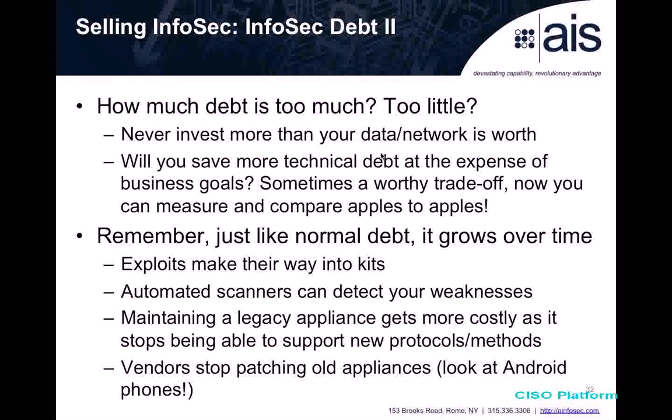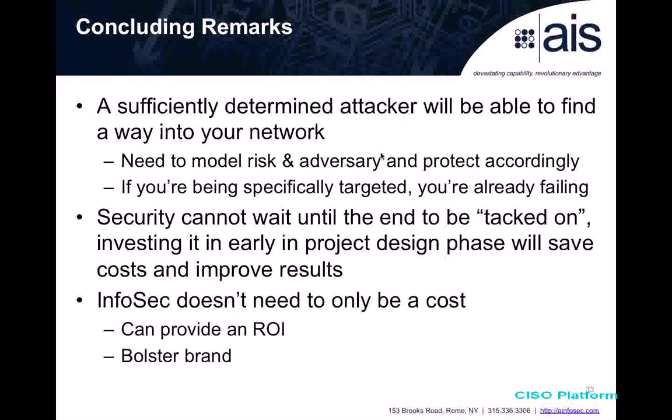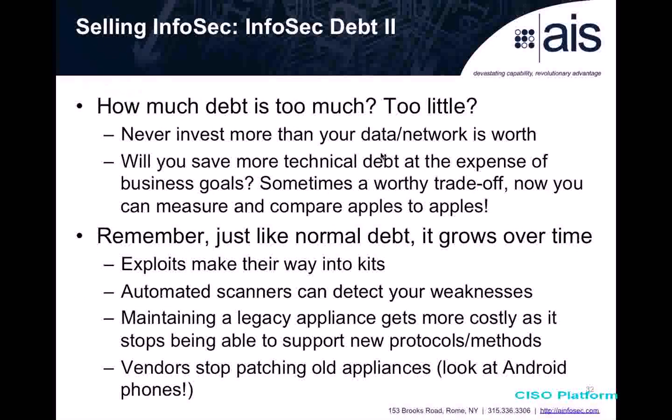So exploits, which might be 0 days, make their way into kits, and then they become something that a script kiddie or a low-hanging fruit attacker can do. Automated scanners will eventually be able to detect your weaknesses. Maintaining legacy appliances gets more costly, and vendors stop patching old appliances. If you look at Android phones, at least in the US, unless you have a phone from the last year, you're not going to get any patches, even though there are security vulnerabilities in Android.